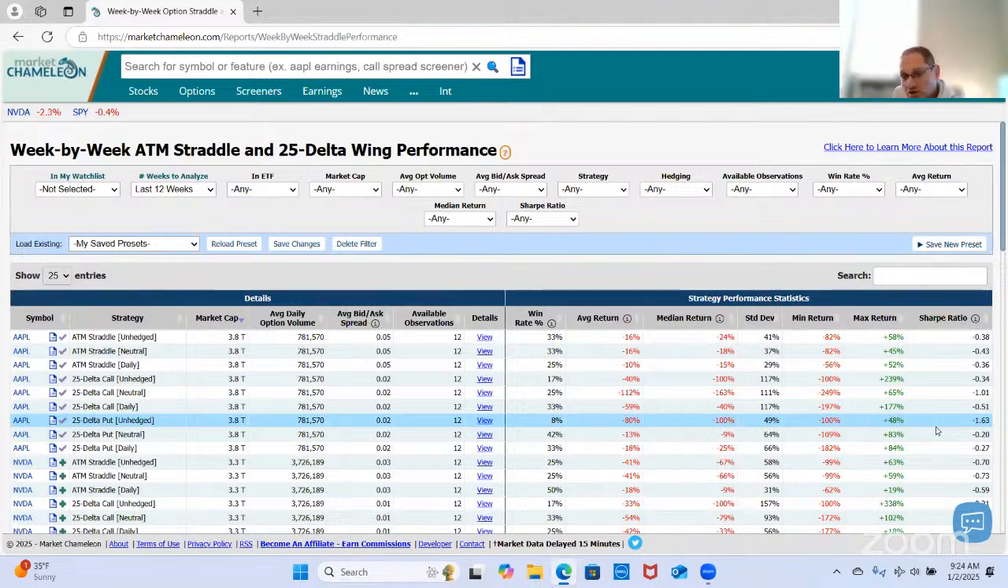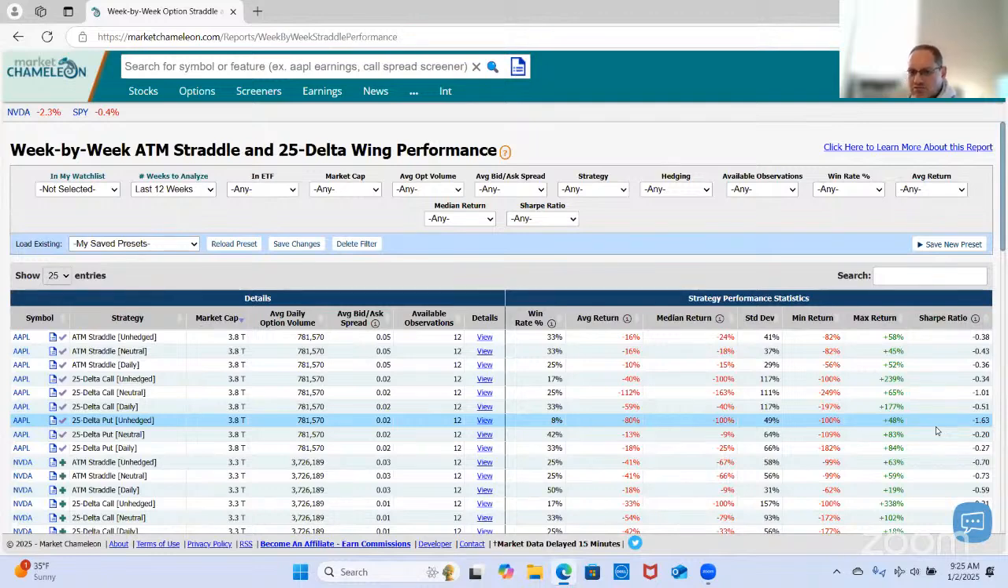Well, how much would it cost me? Every week, I bought a 25 delta put at the beginning of the week, held it to the end of the week to protect my portfolio. What was the cost of that? So that's another way to come here and just get a sense of what it's been doing in most recent history. So keep in mind, these are 12 weeks, not 12 days. So this would be 3 months of data.